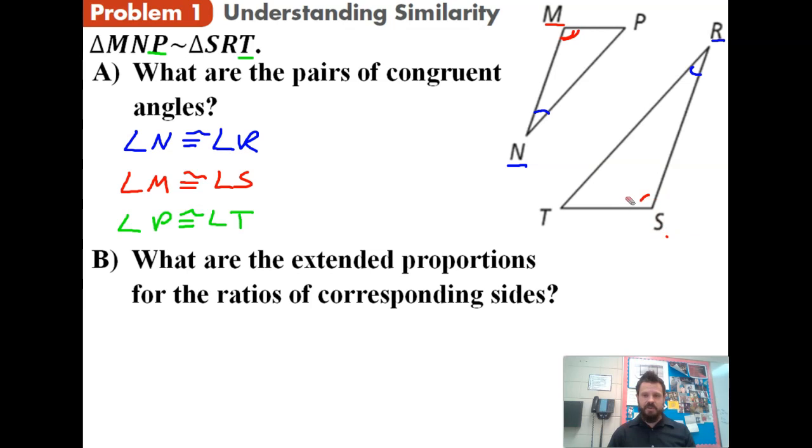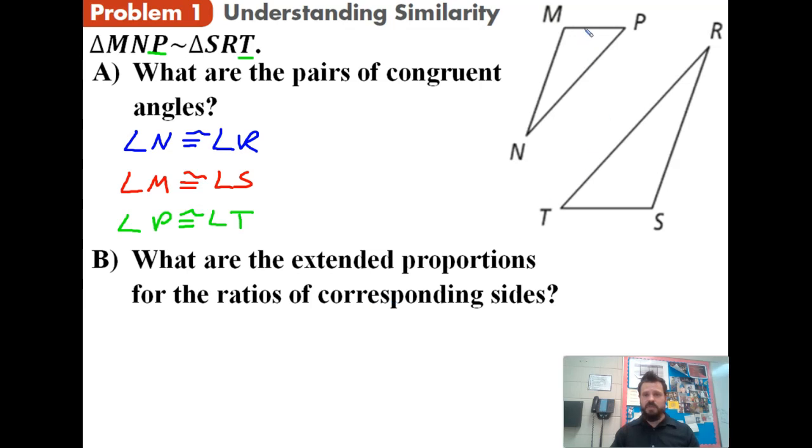Okay, so that's the angles. When we say that two shapes are similar, we know that all their corresponding angles are congruent. And we also know that the corresponding side lengths are proportional. Now, what does that mean? Well, part B asks, what are the extended proportions for the ratios of corresponding sides?